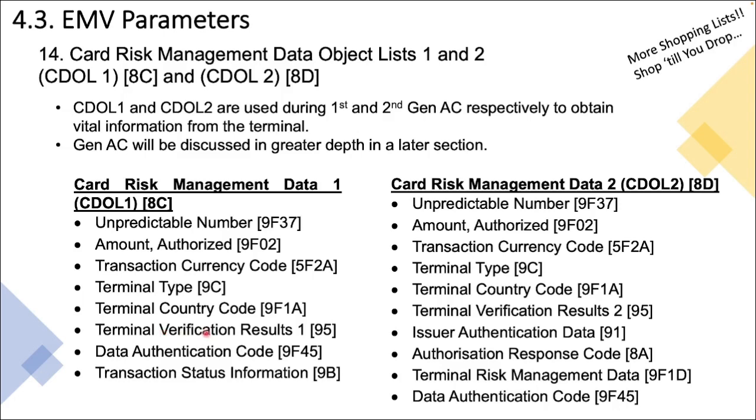Very important parts of EMV: data authentication code and transaction data information. You'll see that CDOL 2 is very similar. There are some additional things that it asks for, like issuer authentication data, authorization response code, and things like that, which only really exist in second gen AC. Okay, you don't need to memorize the list of things. You can look them up on the internet, and you can pick them up in the technical specification from EMVCo and the card schemes. All right.